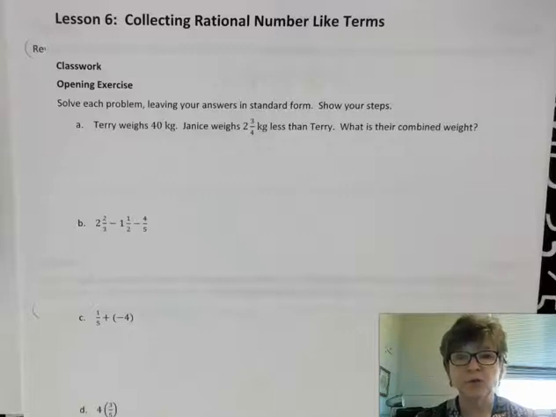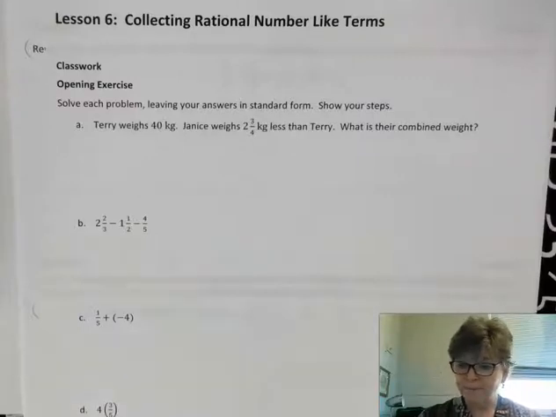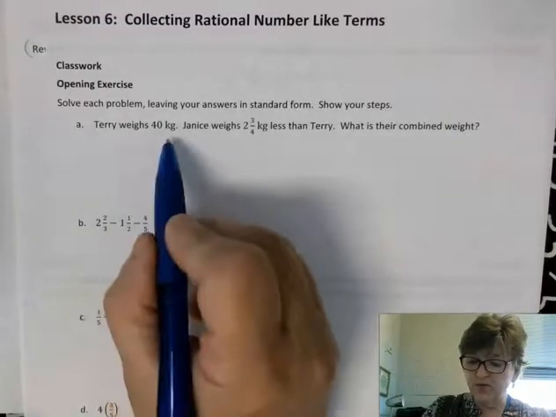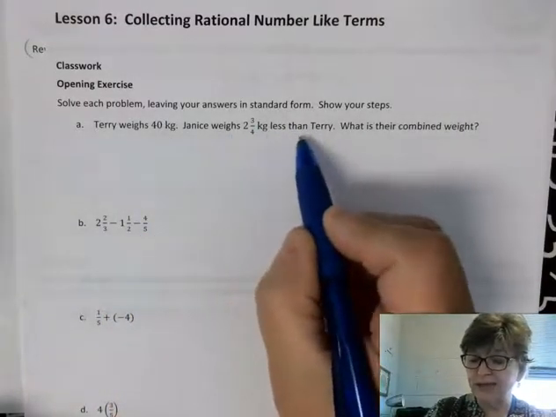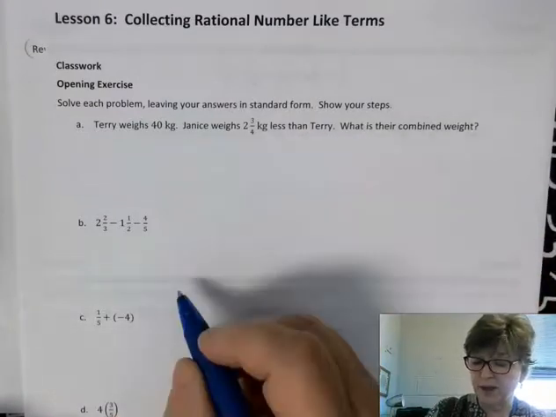Hi, today we're going to be working on Lesson 6, Collecting Rational Number-like Terms. And this is just applying everything you've learned from combining like terms, integers, and distributive property. So looking at Terry weighs 40 kilograms, Janice weighs 2 3/4 kilograms less than Terry. What is their combined weight?